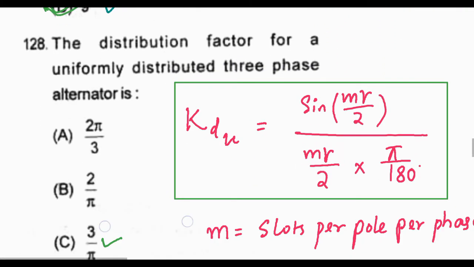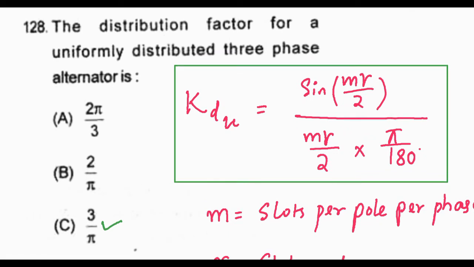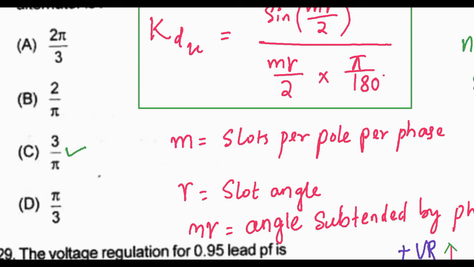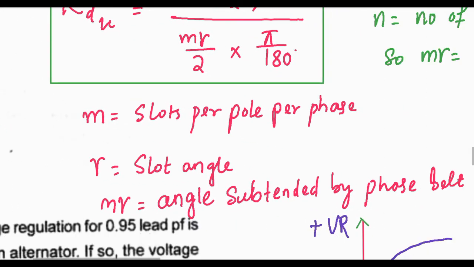Next question is question number 28. The distribution factor of a uniformly distributed three-phase alternator is. So for a three-phase alternator, the Kd, that is the distribution factor for uniformly distributed winding, is sin(m gamma by 2) by (m gamma by 2 into pi by 180). This is the formula. And what is m? M is the slots per pole per phase. And gamma is the slot angle. And m gamma is the angle subtended by a phase.